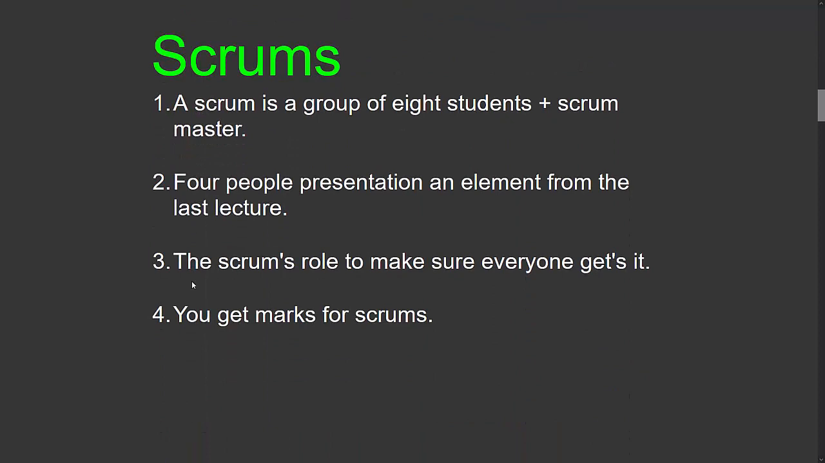So scrums, yes, I've just said all this, haven't I? A scrum is a group of 8 students plus a scrum master. And the scrum masters are the people who are here in the session at the moment. So 4 people present an element from today's lecture, and then the following week it'll be 4 people presenting from that. The role of the scrum is to make sure that everybody understands what's going on.